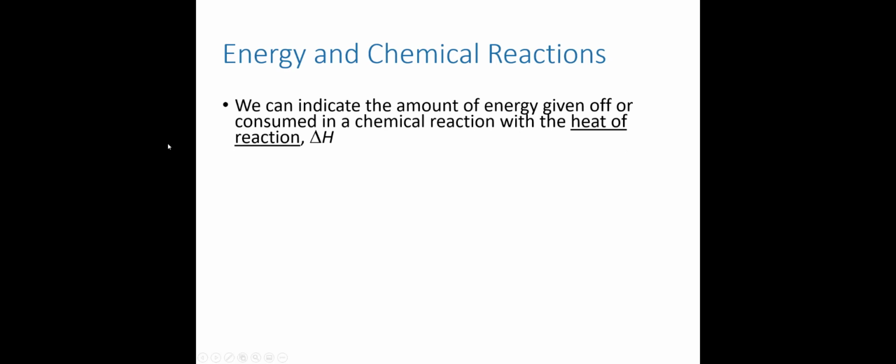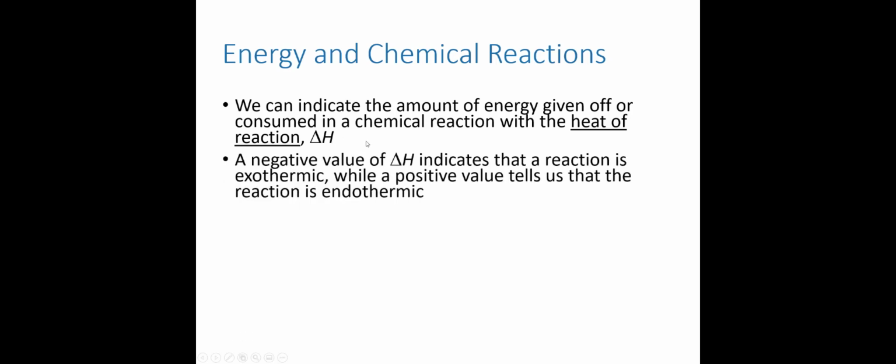Now, the way that we show this on a chemical reaction is by providing a value for what's called the heat of reaction. And we symbolize that here with this delta sign and H. H is technically called the enthalpy, but it's easiest to understand this as heat. So we read this as change or difference in heat. Whenever this has a negative value, that means that the reaction is exothermic. Heat has been lost. And if delta H has a positive value, the reaction is endothermic.